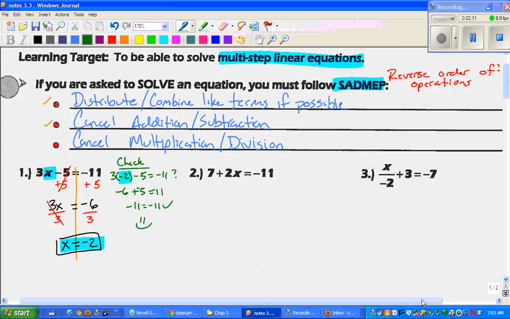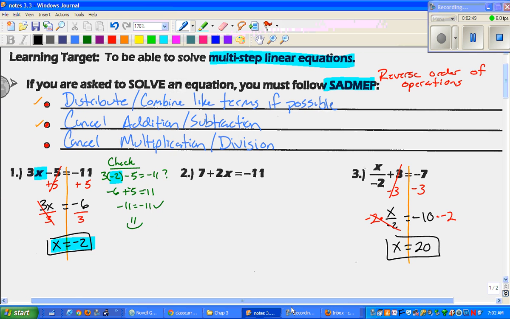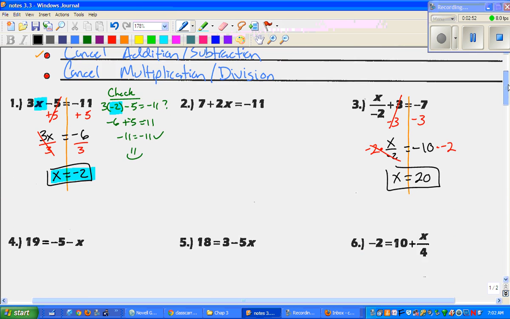All right, now I'm just going to be doing a couple of these. So we're going to slide over here. Okay, draw the line down the middle. Can we distribute or combine? The answer is no. So we're going to move on to cancel addition or subtraction. Negative 7 minus 3 is negative 10. We have division right here, so to cancel division, I'm going to multiply. And you get x equals 20. Okay, if you have a calculator and you need to use it, use it. Otherwise, you should be able to do most of this stuff in your head.